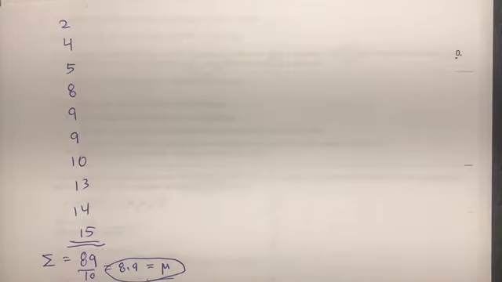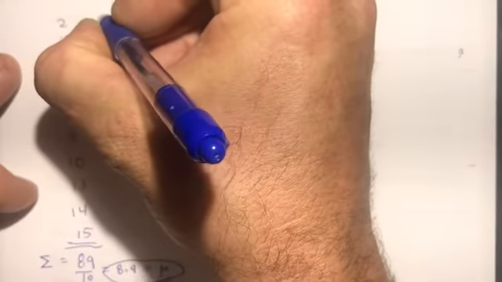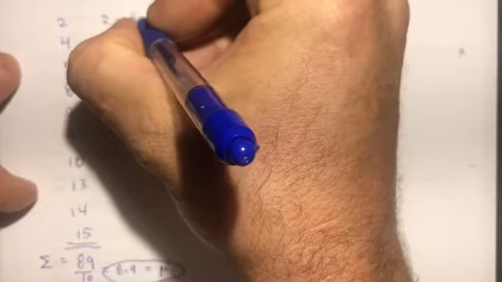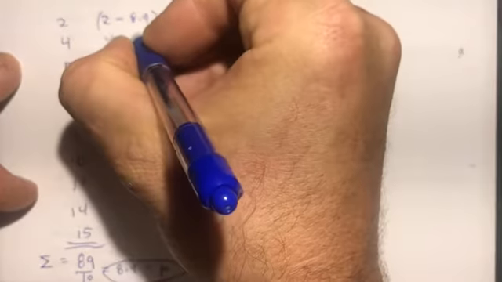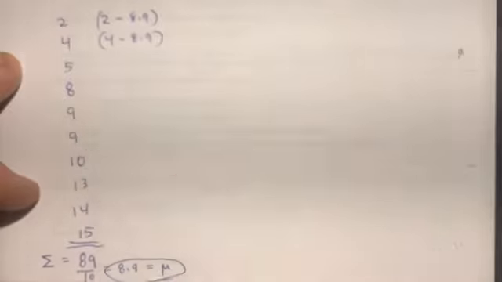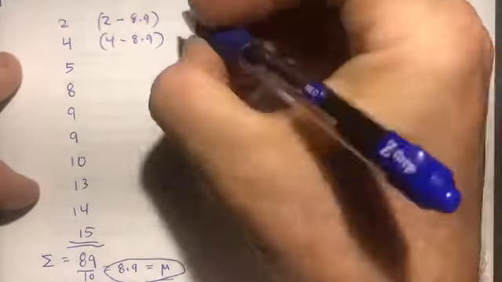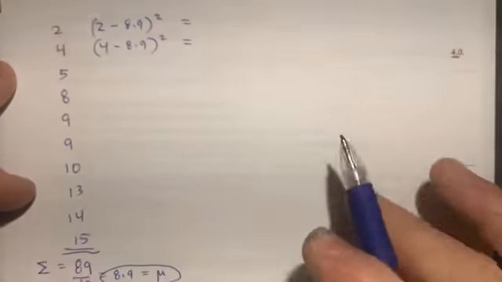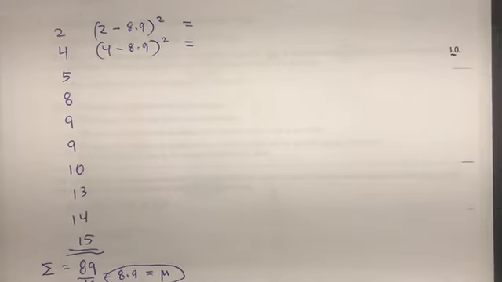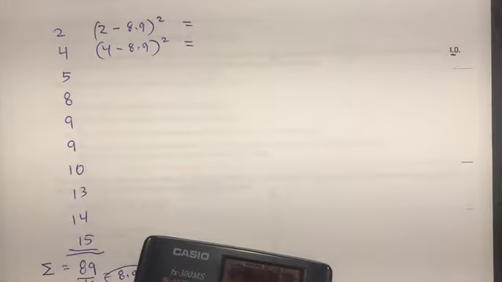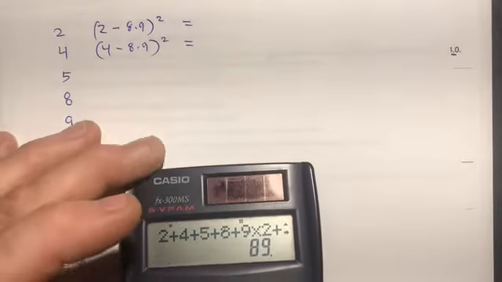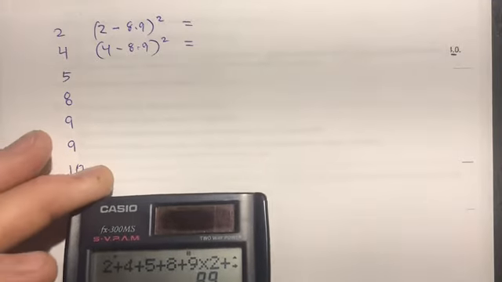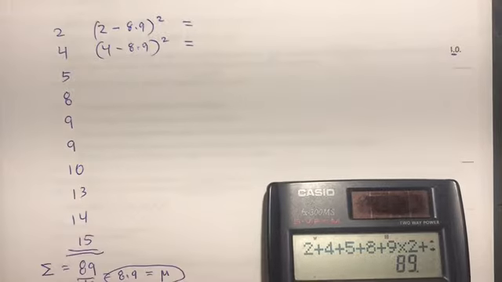So now that I've calculated the mean, I'm going to take each one of these and subtract the mean from it. So, like right here, I'm going to do 2 minus 8.9. I'm going to do 4 minus 8.9. And I'm going to do that for all these. But I'm not going to stop there. I'm going to square them. And we'll write these numbers over here. So I'm not going to write all this down. I'm just going to do the calculations and then write the results over here, because that's really what I'm concerned about. So let's get my calculator here.